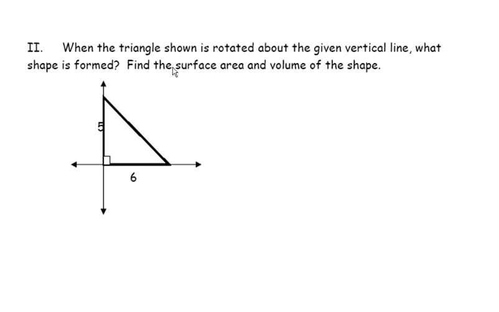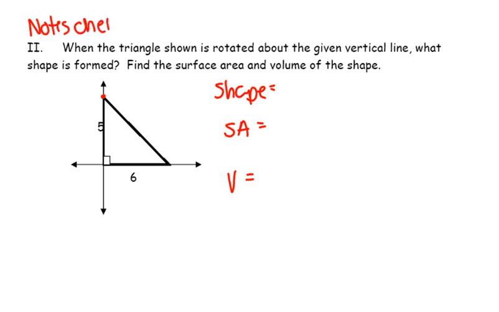Okay, here I have a triangle that I'm rotating about the given vertical line. So I'm rotating it again about the y-axis. And they want to know what shape is formed, and then they want you to find the surface area and volume of that shape. So this time, this point stays put. This section rotates around. So I want you to tell me the shape, and then give me the surface area and the volume for that shape. And I want you to do that in the notes check. All right, moving on.